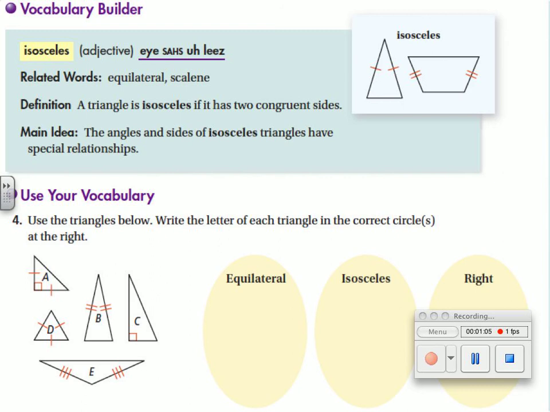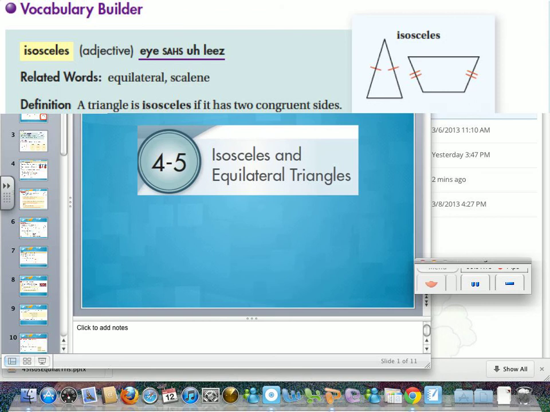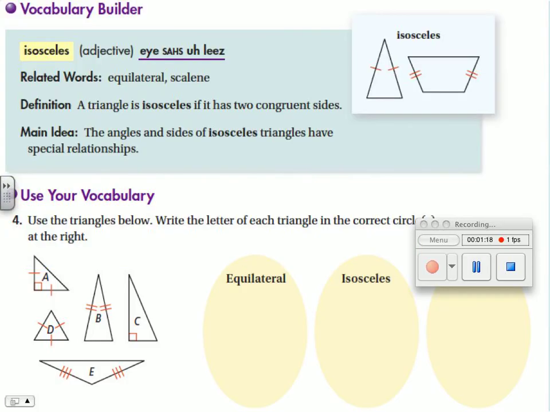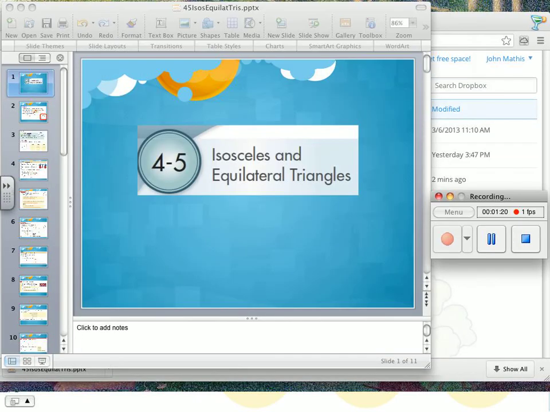Isosceles: a triangle is isosceles if it has two congruent sides. So in our picture we have an isosceles triangle and an isosceles trapezoid. The angles and sides of isosceles triangles have special relationships. So I'm going to have to move my record button here because we're all in the way.